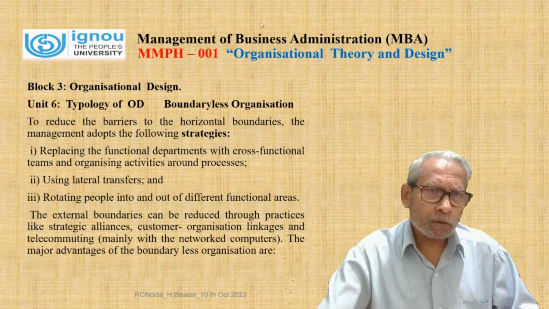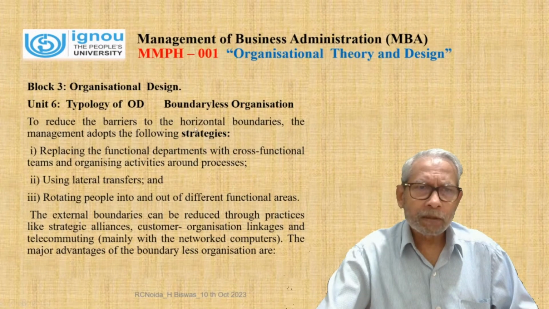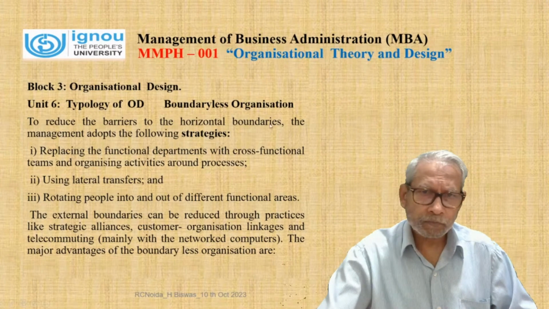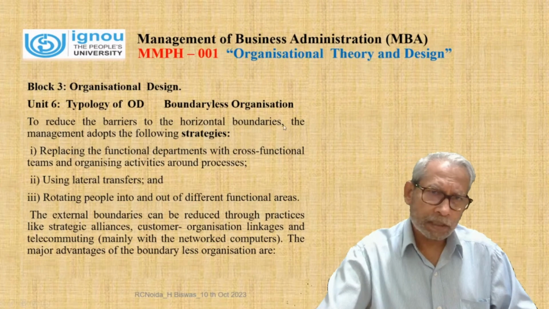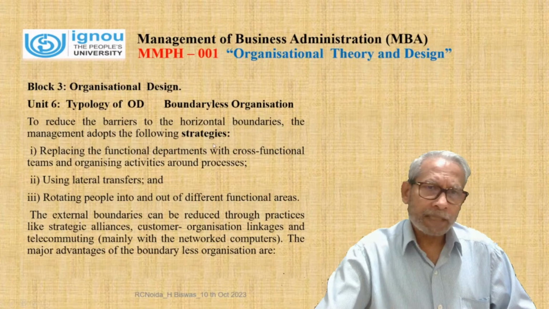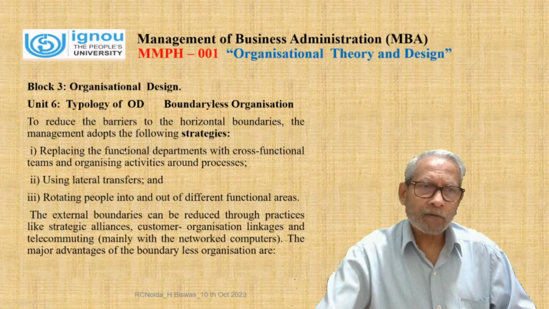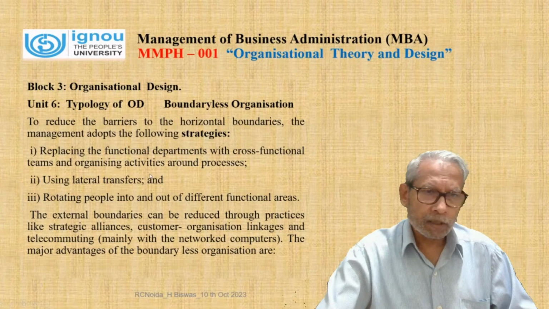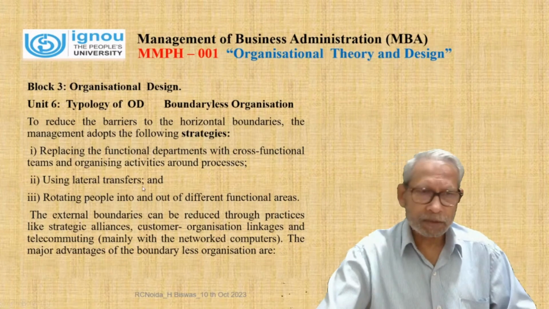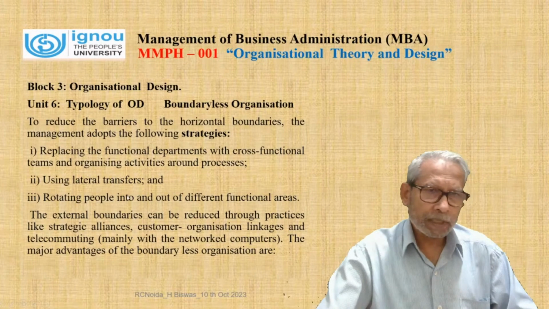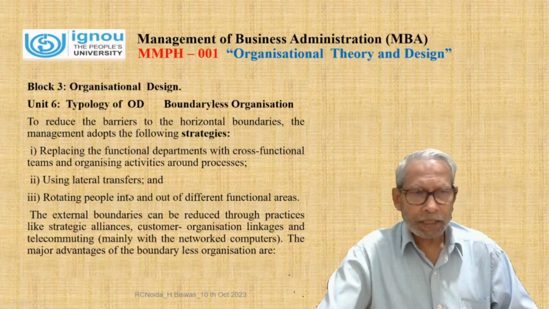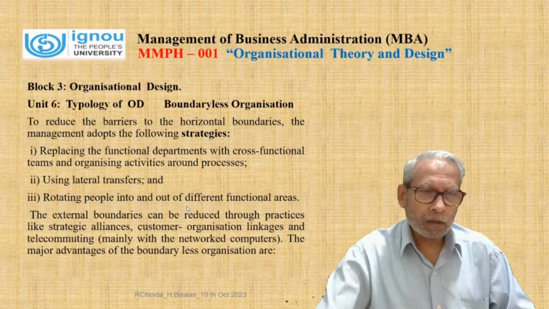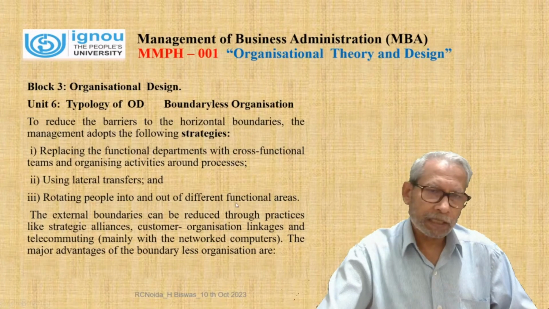It reduces the horizontal boundaries. Particularly, we have now discussed the horizontal boundaries. Some strategies have to be taken: replacing the functional departments with cross-functional teams and organizing activities around the process, using lateral transfers. So laterally you have to transfer things, so there should not be any hindrance. So rotating the people in and out of the different functional areas.